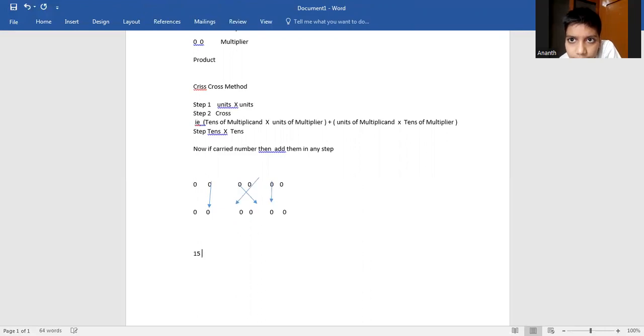The first question was 15 into 15. Now what answer you have written, I don't know. But how should it be done? First, it should be written as step 1.